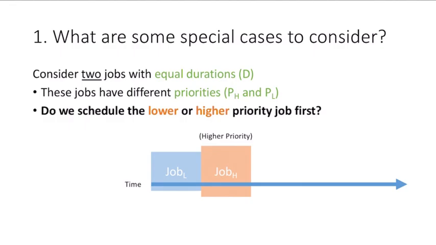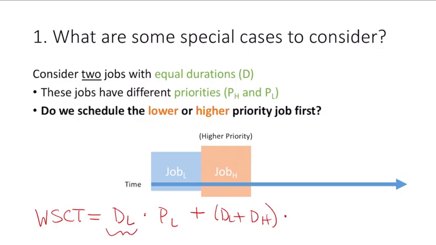Our weighted sum of completion times is equal to the duration of the first job, which we'll call DL, times the priority of the first job, which is PL, plus the completion time of the second job. It just so happens that the completion time of the first job is always just equal to its duration. Well, the completion time of the second job is DL plus DH, and we're going to multiply that by PH. So that's our weighted sum of completion times for this particular schedule.